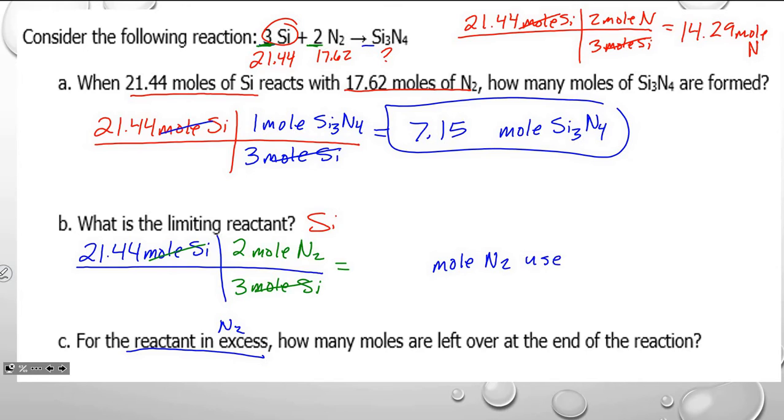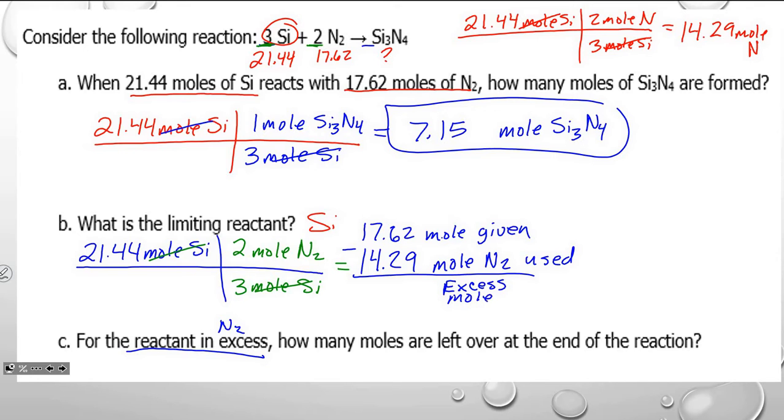This is how much we used. So 14.29. Oh, we've got that up there. We already did that. See, I'm already focused on this. I already did that work. I didn't have to redo that. Okay, so then we just take what we had, 6.2 moles that we were given, subtract them, and this is the excess.